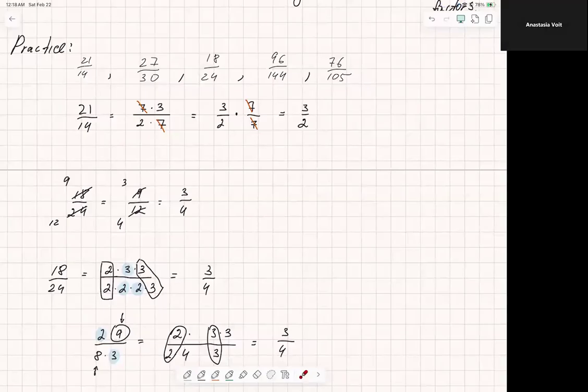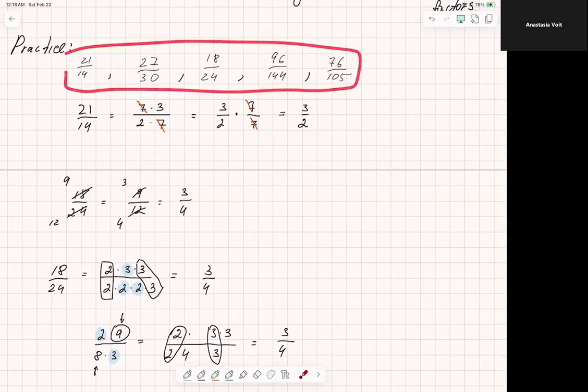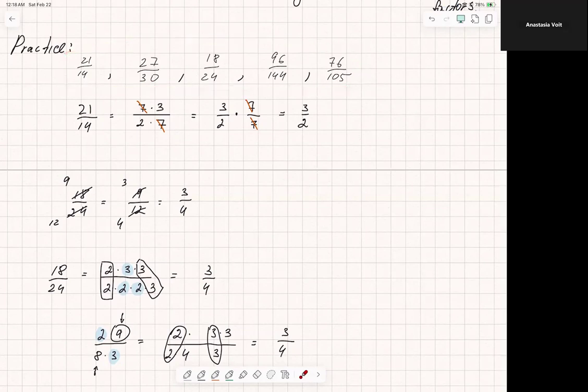Hi everyone. So on Thursday we talked about fractions and we stopped at the practice problems. So we were doing these problems and I just want to continue on that topic and show you a couple more things that we can do with fractions.